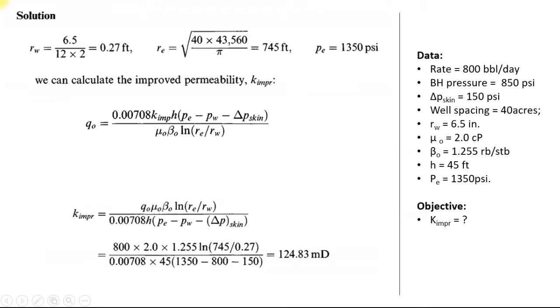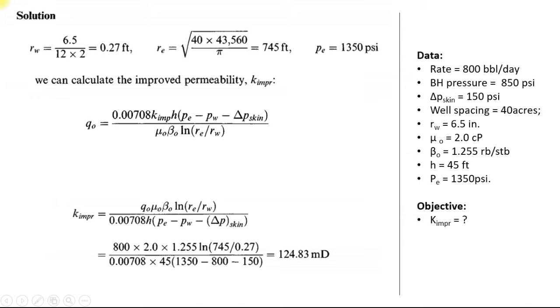Now we need to find the radius of the whole reservoir. To find this, we are given the well spacing area, which is 40 acres. First we convert this acre into square feet, then we convert this area in square feet into radius. This is basically a simple formula which converts area into radius. Then we are given the average reservoir pressure, 1350 psi.